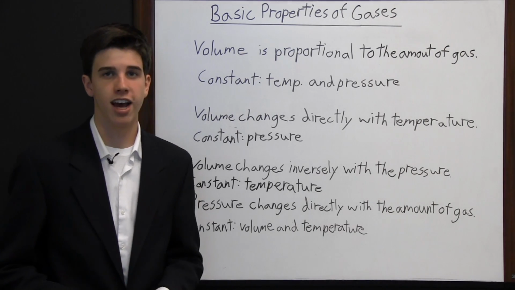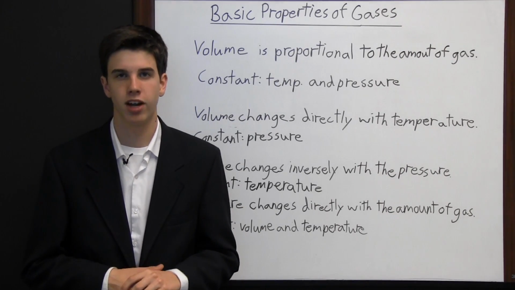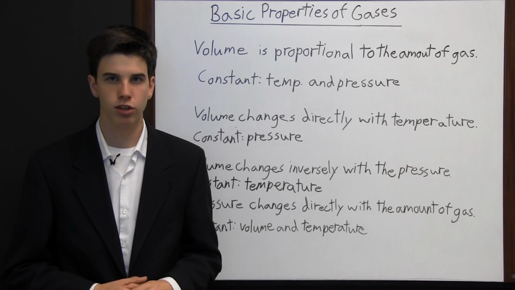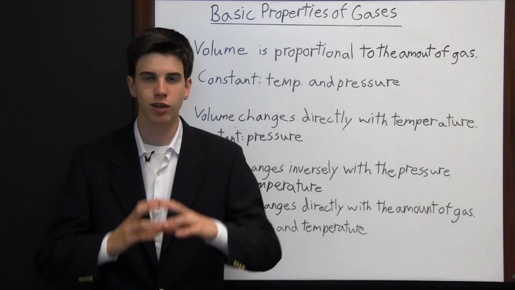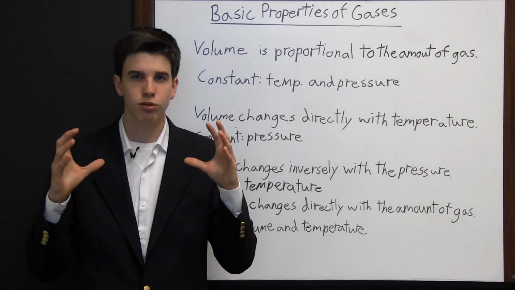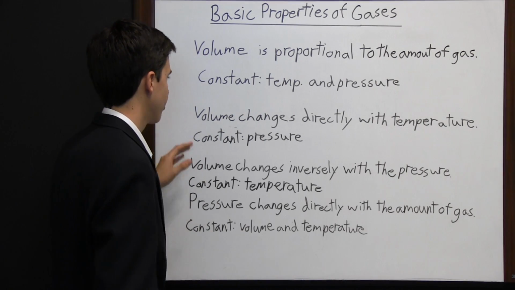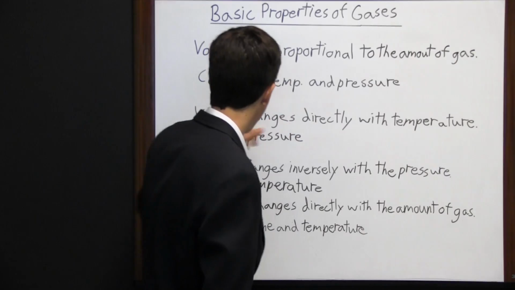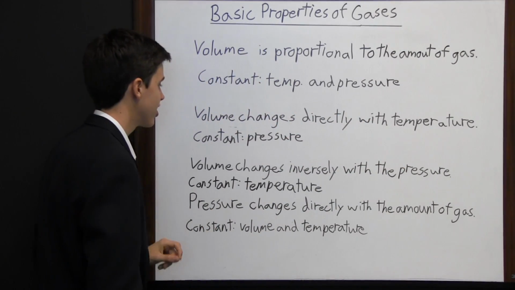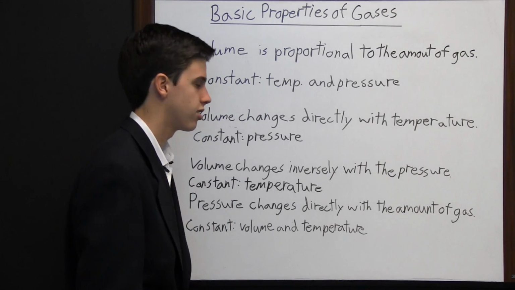Now, the second property of gas is also very interesting. If you think about a balloon that has a fixed amount of air in it, in other words, the end's tied off. You can't add air, you can't remove air. And then you heat this balloon, it will expand. The volume will increase. As you heat it, the balloon will get bigger. Now, if you cool the balloon, then the volume will decrease. The balloon will get smaller. So we can say the volume changes directly with temperature. As temperature increases, volume increases. And as temperature decreases, volume decreases. Now, for this to be true, the pressure of the balloon has to remain constant throughout the entire process.